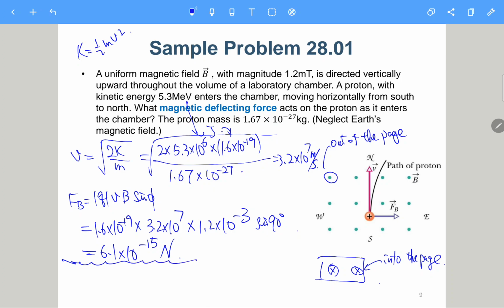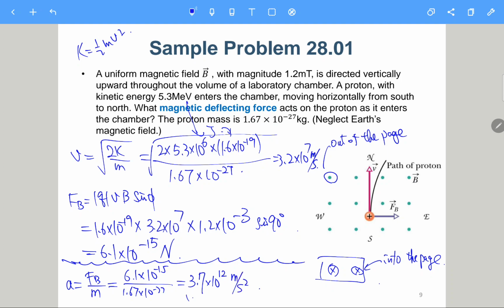Of course it is not asked by this question, but you can calculate the acceleration of this charge as F_B over m, according to Newton's second law of motion. So it will be 6.1 times 10 to the minus 15 over 1.67 times 10 to the minus 27. This acceleration is very large: 3.7 times 10 to the 12 meters per second squared. It's a very large acceleration.